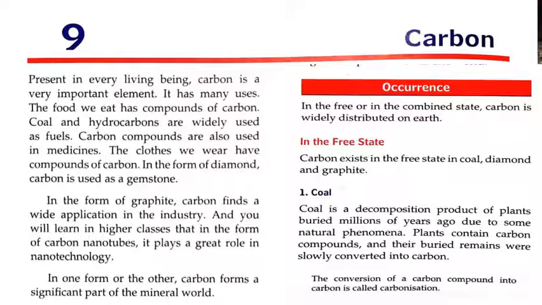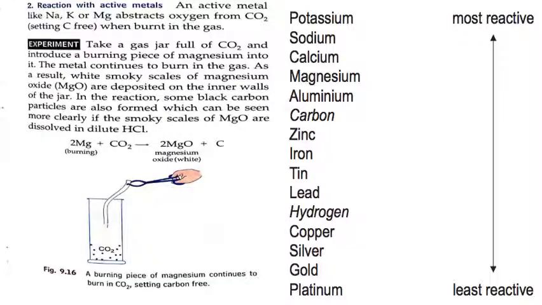So, open chapter number 9, carbon, in your book. Today we will be doing reaction with active metals. We were doing properties of carbon dioxide. In that, we have seen the physical properties, and in the chemical properties, we have done one thing, that is combustion. The second is reaction with active metals. It is given on page number 103 of your book. Please open this page. So let's start with reaction with active metals.